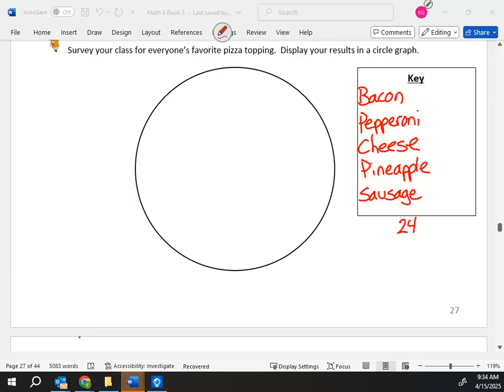Raise your hand if your favorite topping is bacon. Okay. Raise your hand if your favorite topping is pepperoni. 1, 2, 3, 4, 5, 6, 7, 8, 9, 10, 11, 12, 13. Raise your hand if your favorite topping is cheese. 1, 2, 3, 4, 5. You already raised your hand, right? So keep it down low so I don't get confused. I said 5 for cheese, right?